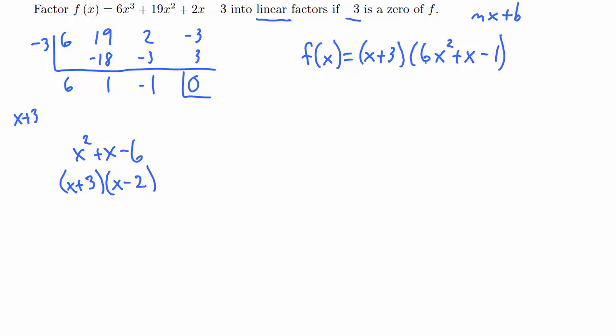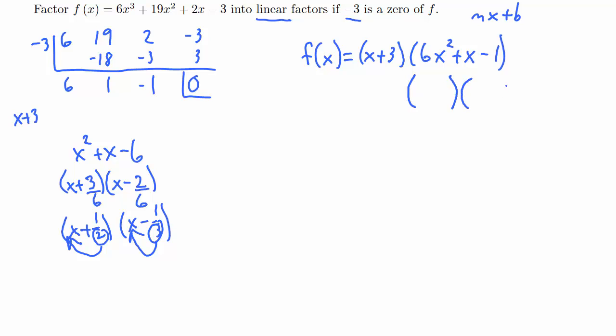Now, because I multiplied this last term by 6, I need to divide each of these by 6 and simplify. So that's going to give me x plus 1/2 and x minus 1/3. And notice that the denominator comes up. And so those will give you the factorization of 6x squared plus x minus 1. And those factors are 2x plus 1 and 3x minus 1.